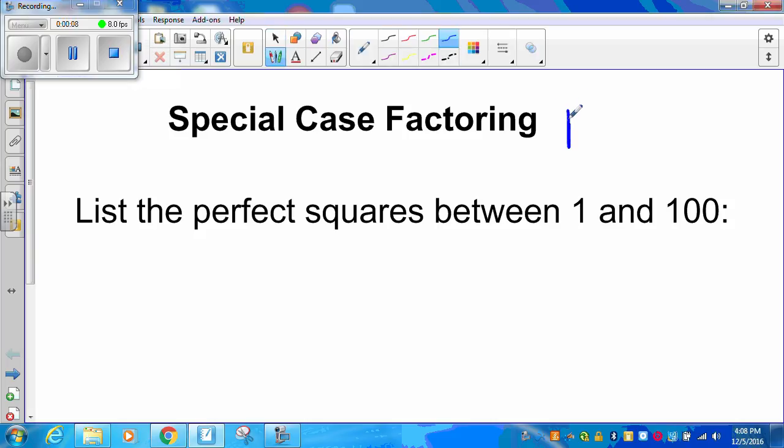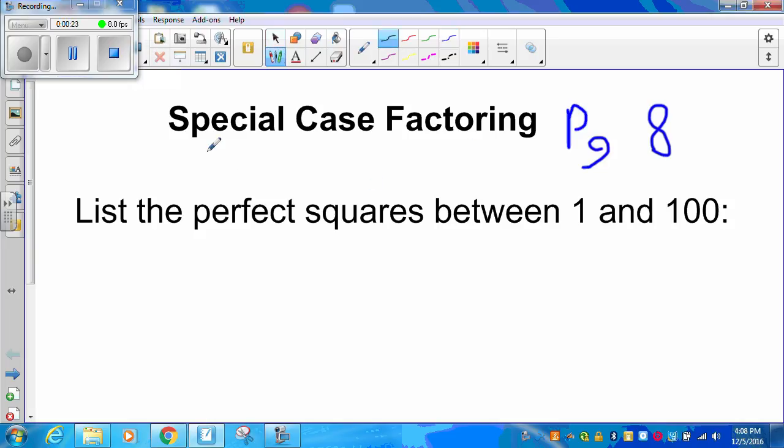If you wouldn't mind, turn to page 8 in your factoring workbook. If you don't have a factoring workbook, you're going to have to write this on a scrap sheet of paper. Pause the video at this time to make that happen.